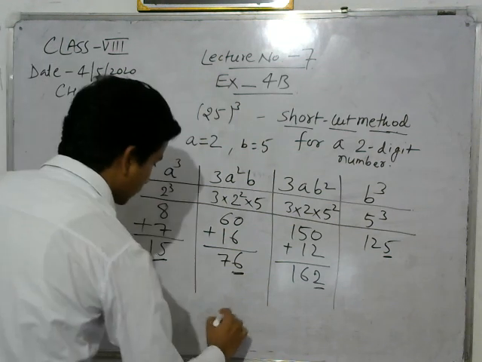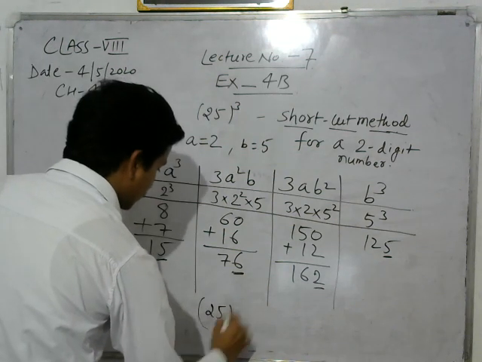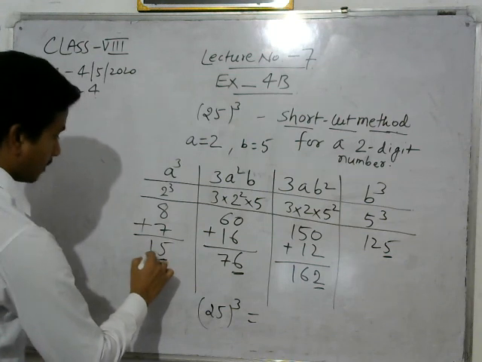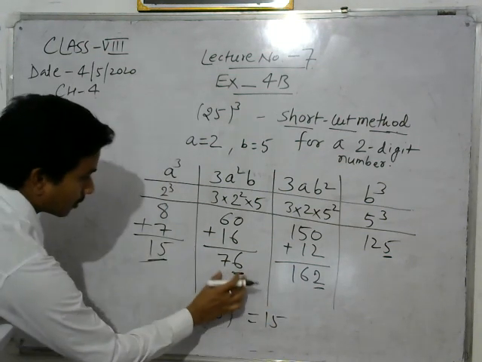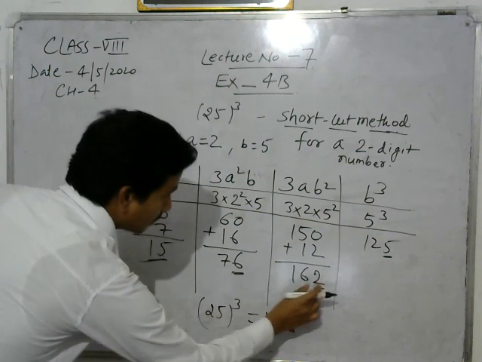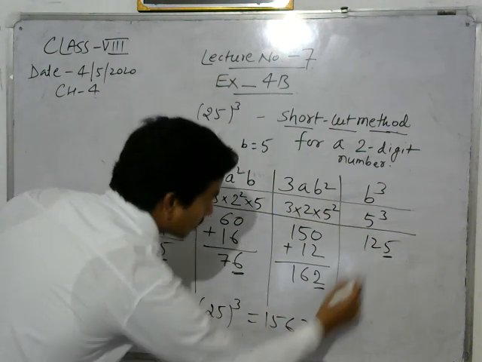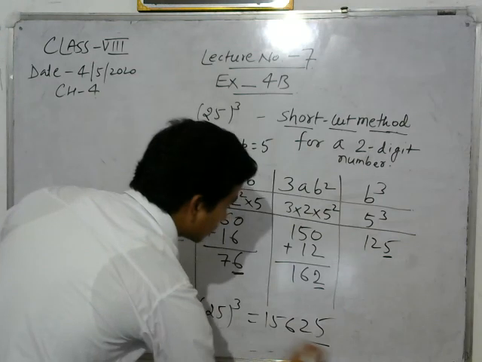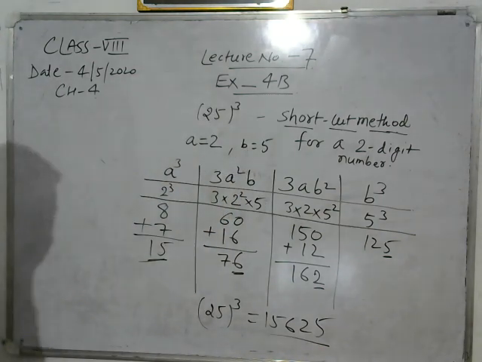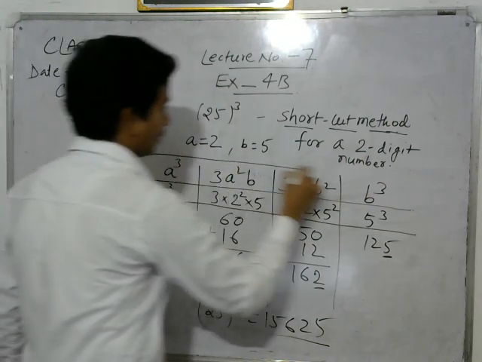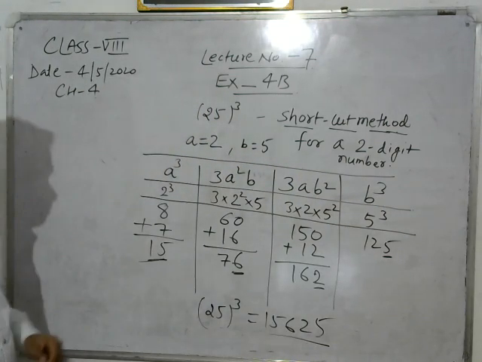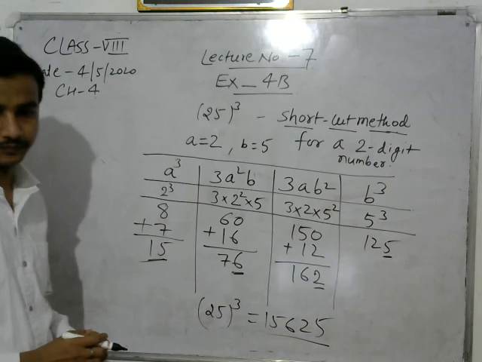Now what is our final answer? The cube of 25 will be: from the first column 15 is selected, from the second column 6 is selected, from the third column 2 is selected, and from the fourth column 5 is selected. Okay, so in this way you will find out the cube of any given number.